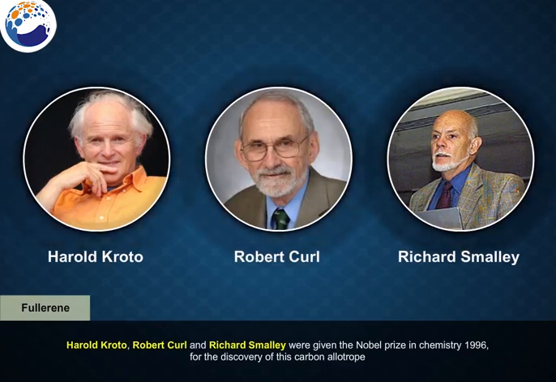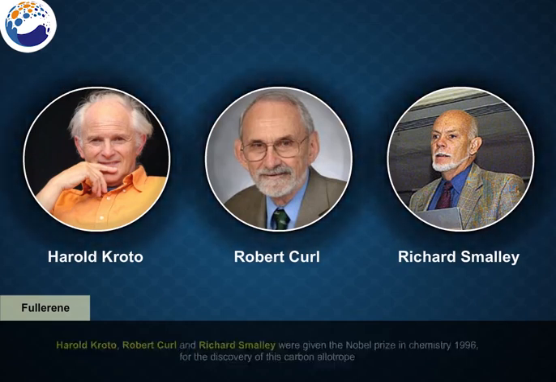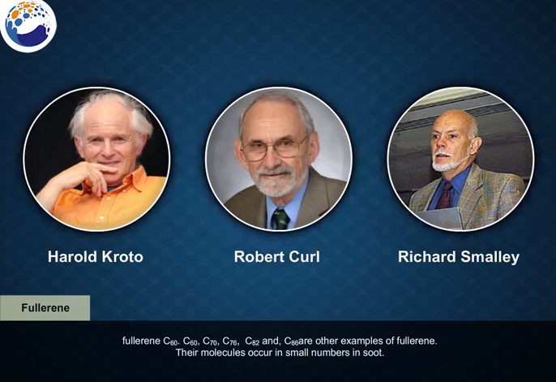Harold Kroto, Robert Curl and Richard Smalley were given the Nobel Prize in Chemistry in 1996 for the discovery of this carbon allotrope, fullerene C60. C60, C70, C76, C82 and C86 are other examples of fullerene. Their molecules occur in small numbers in soot.